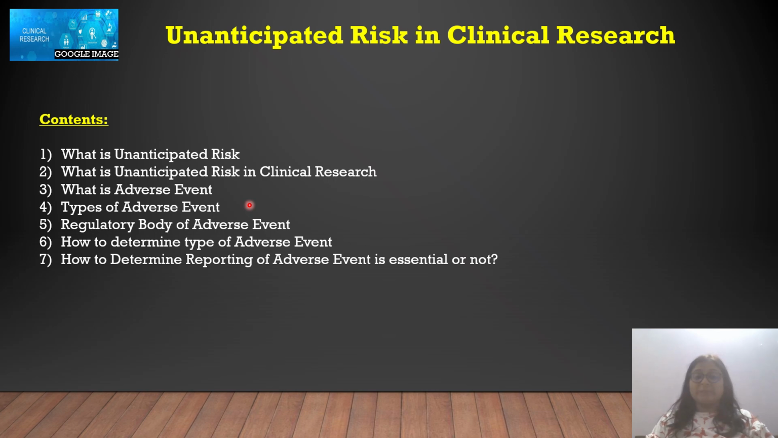Then what are the types of adverse event? After that, we will see who is the regulatory body of adverse event reporting and how to determine the type of adverse event. And then at last, we will see how to determine whether reporting of an adverse event is essential or not. That means there are various types of adverse event, so we will see whether it is necessary to report all the adverse events to the regulatory body or not. And then we will see how to assess whether it is required or not required.